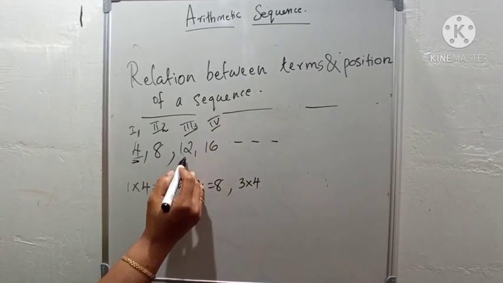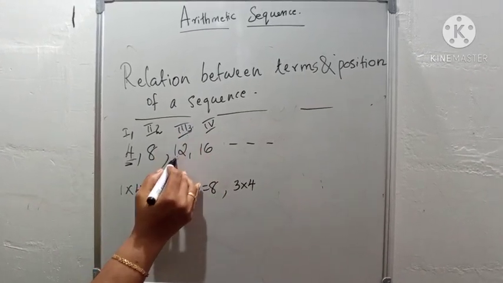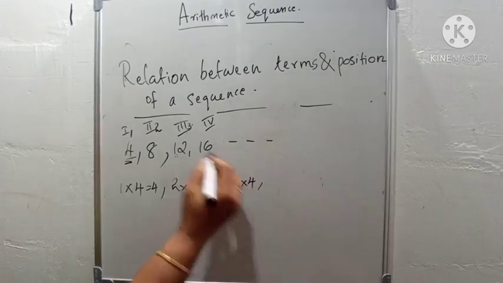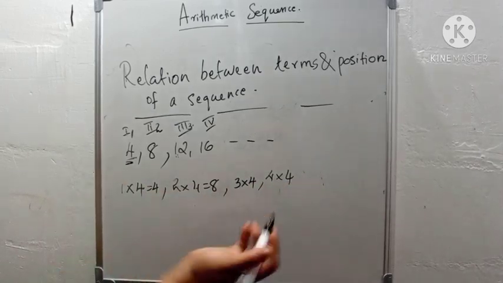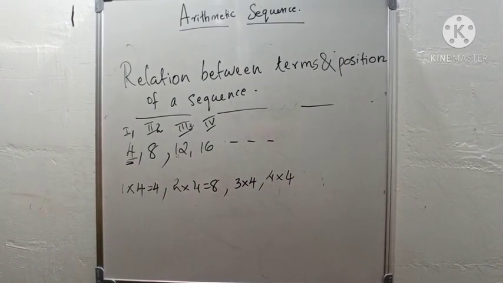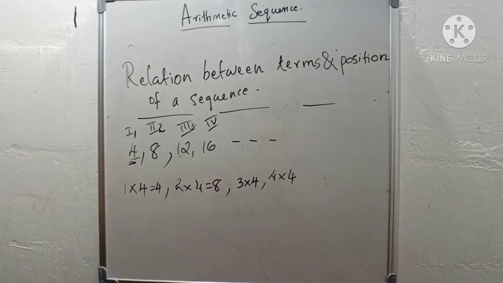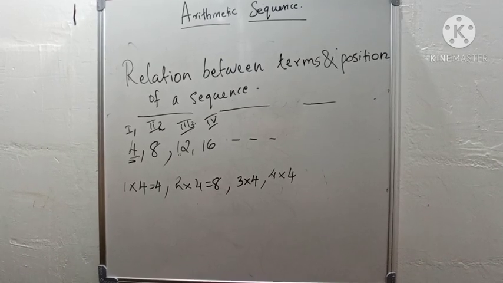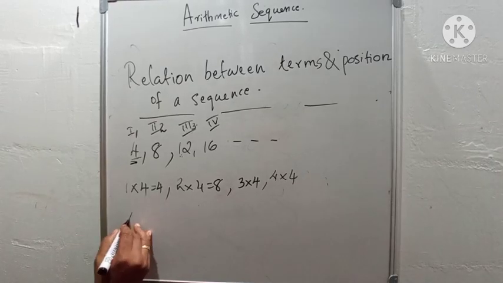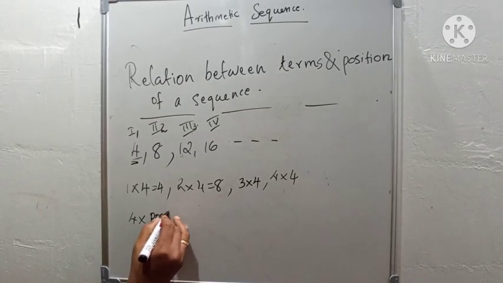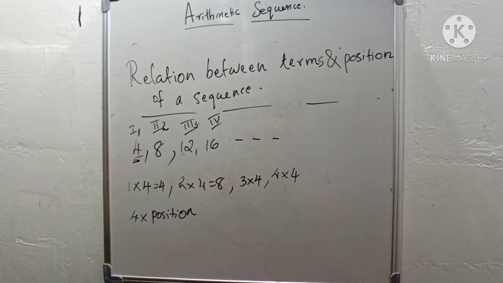Third is the position. The number is 12, so 3 into 4 is 12. Then next is 16, that is 4 into 4 is equal to 16. So what is the relation between term and position? Yes, position into 4 is the term. Okay, 4 into position gives the term.